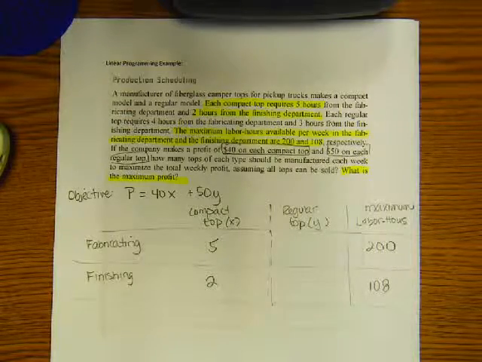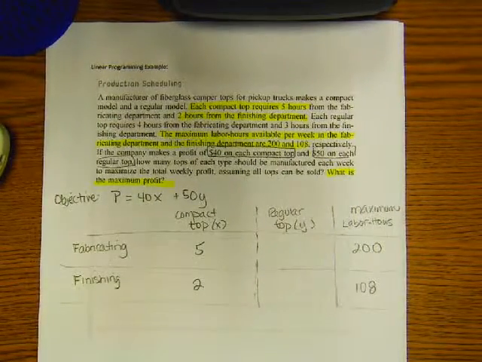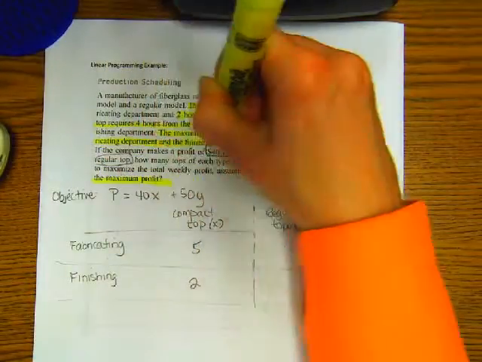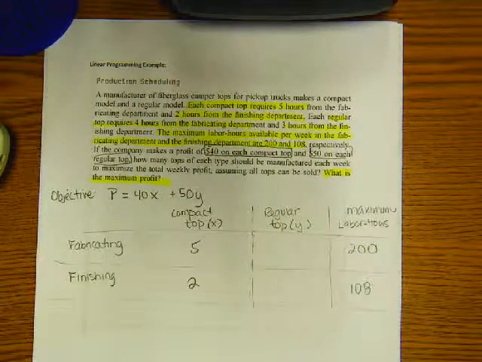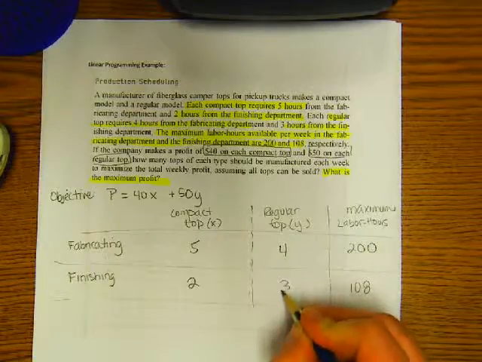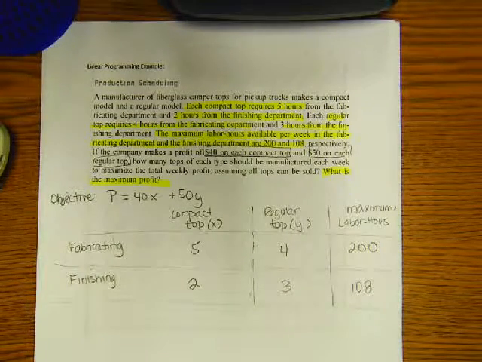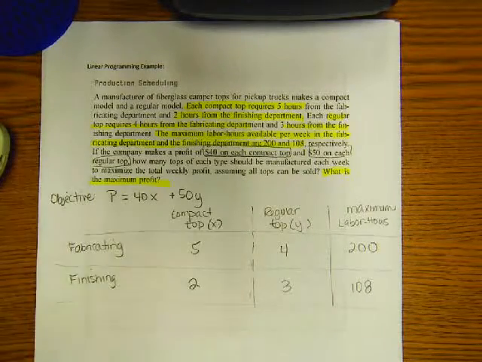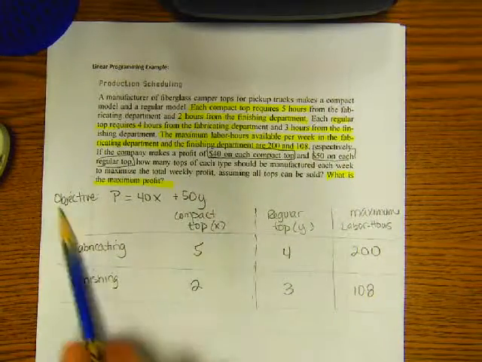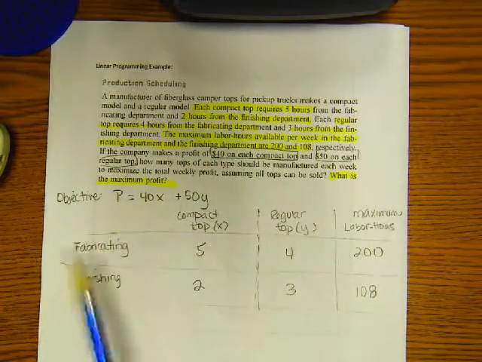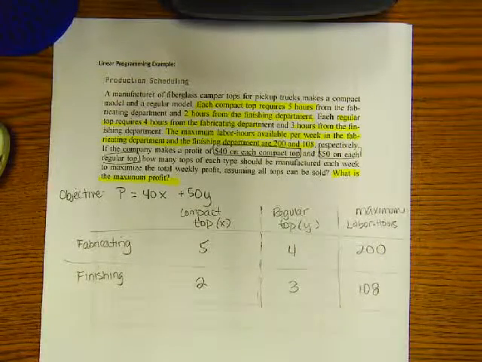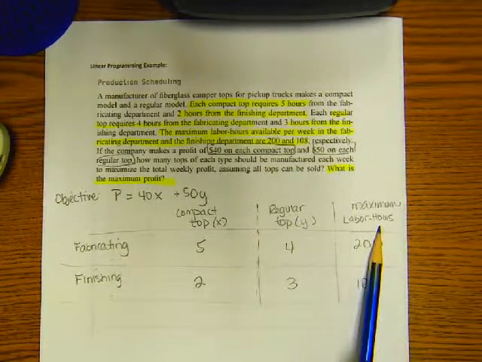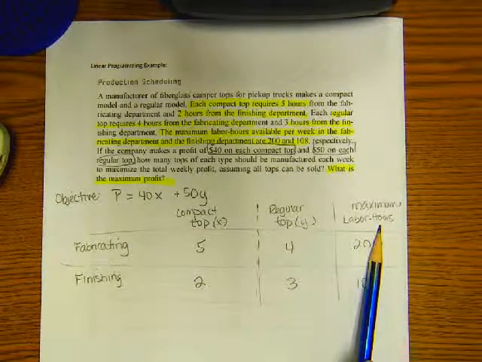All right, now let's go to the regular top. Each regular top requires 4 hours for fabricating and 3 hours for finishing. Okay. So now this helps. I think that's all the information. We already wrote this profit. We're going to keep that up here. We're going to save that for later. At the end, we're going to figure out when we find the solution what maximizes profit. But now I have inequalities. It says this is the maximum labor hours. So does it make sense that I'm going to stay less than or equal to those things?